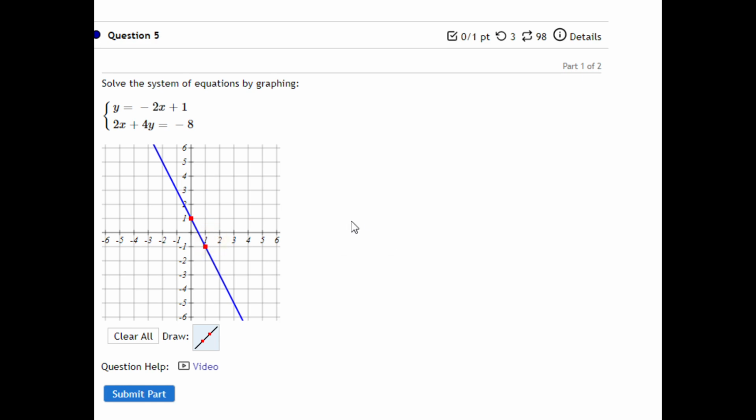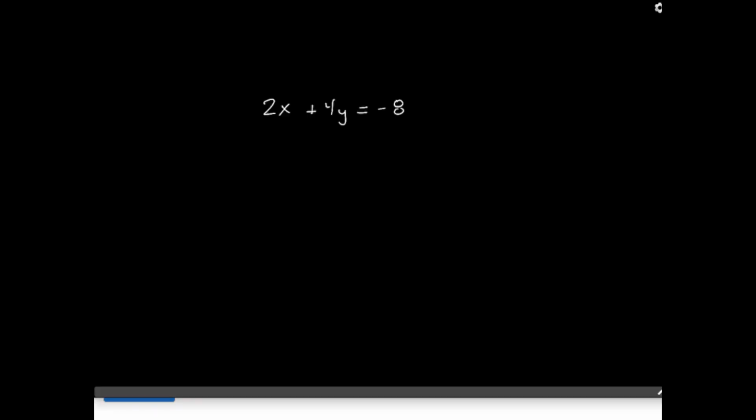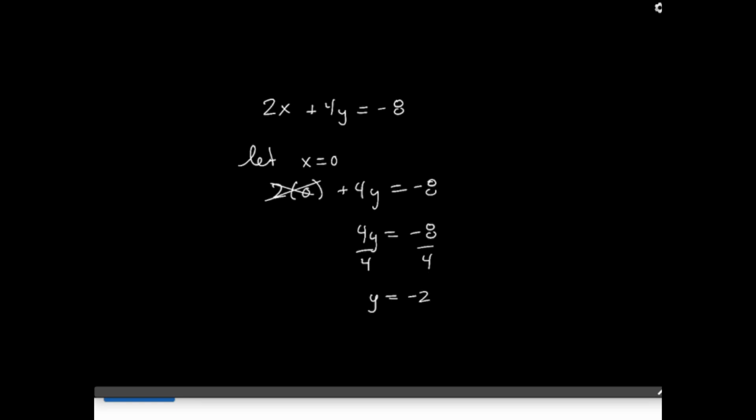Now for the second equation, I like to graph equations that are in standard form by using x and y intercepts. So I want to go ahead and first let x equal 0. So then you get 2 times 0 plus 4y is equal to negative 8. And that's just 0. So 4y is equal to negative 8. Divide both sides by 4, and you get y is equal to negative 2. So that gives us a point. x is 0, y is negative 2.